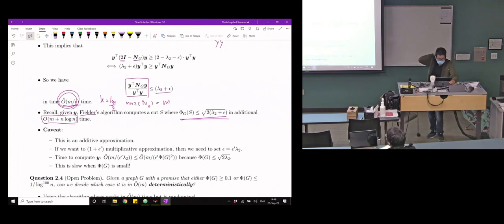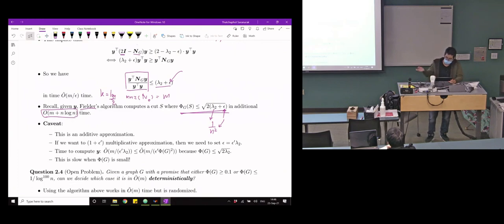Now there is a very important caveat. That is, note that here is an additive approximation. Lambda 2 can be as small as 1 over n squared. So this is an additive approximation, and if you want multiplicative approximation, you need to set epsilon to be as small as this. And that is bad, right? It's not going to be linear time anymore.